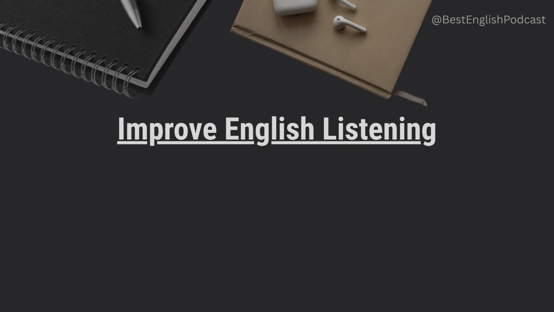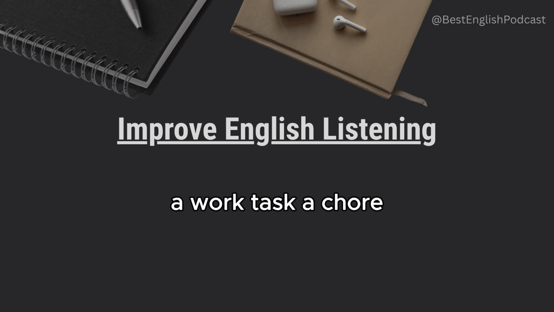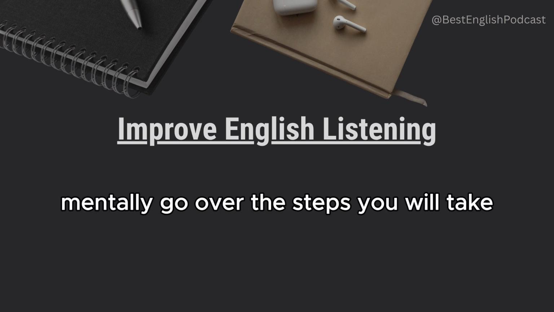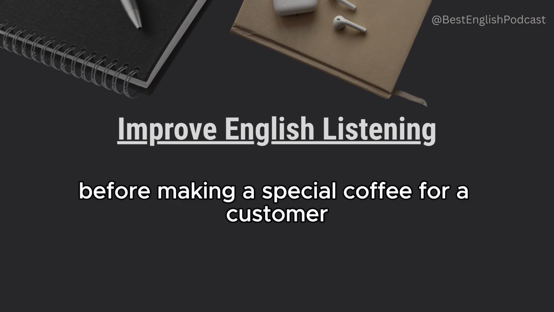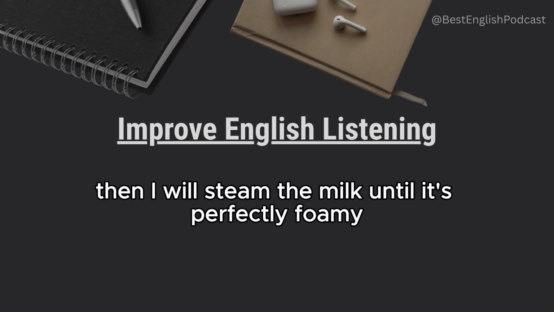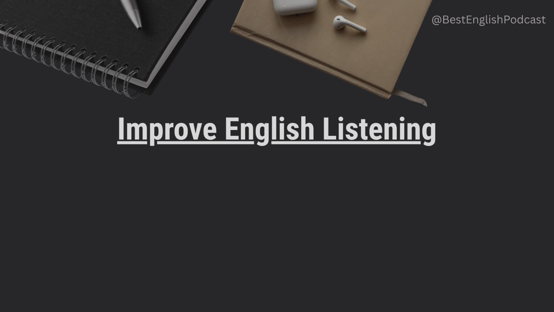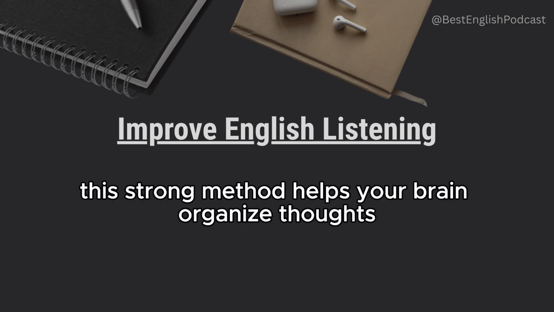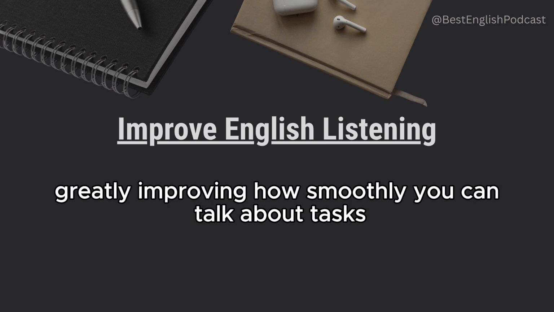Planning ahead. Before you start anything, a work task, a chore, or a fun project, mentally go over the steps you will take, all in English. Ethan's practice. Before making a special coffee for a customer, he'd think, first, I need to grind the beans to a very fine texture. Then I will steam the milk until it's perfectly foamy. Finally, I will pour the espresso beautifully. This strong method helps your brain organize thoughts and plan future actions directly in English, greatly improving how smoothly you can talk about tasks.